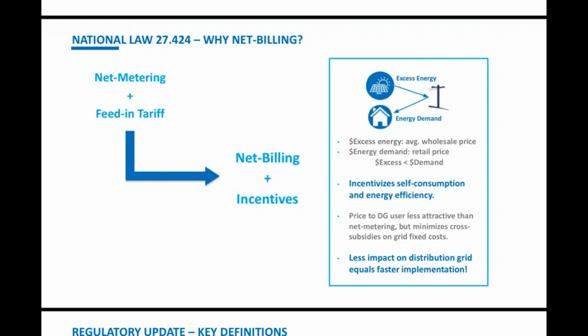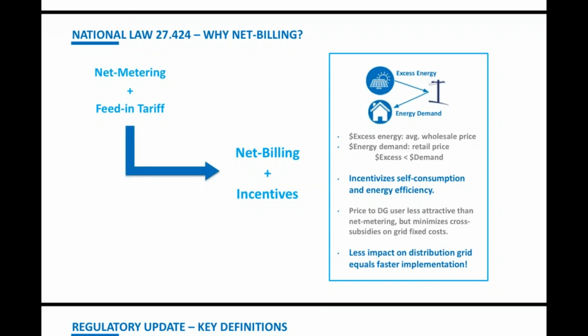Something that's interesting too is that as we avoid most of the cross subsidies with net billing, the incentives are a lot more transparent. So the end user, the beneficiary, knows where the subsidy is coming from and doesn't assume things that are not correct.